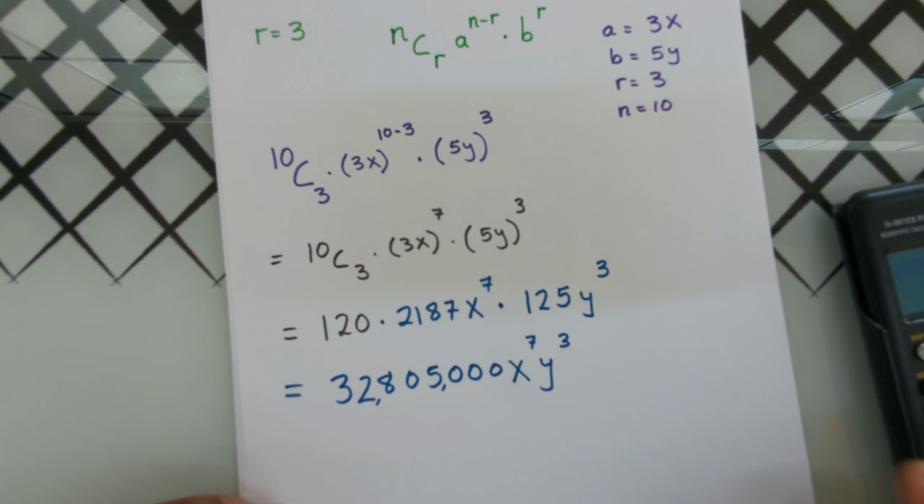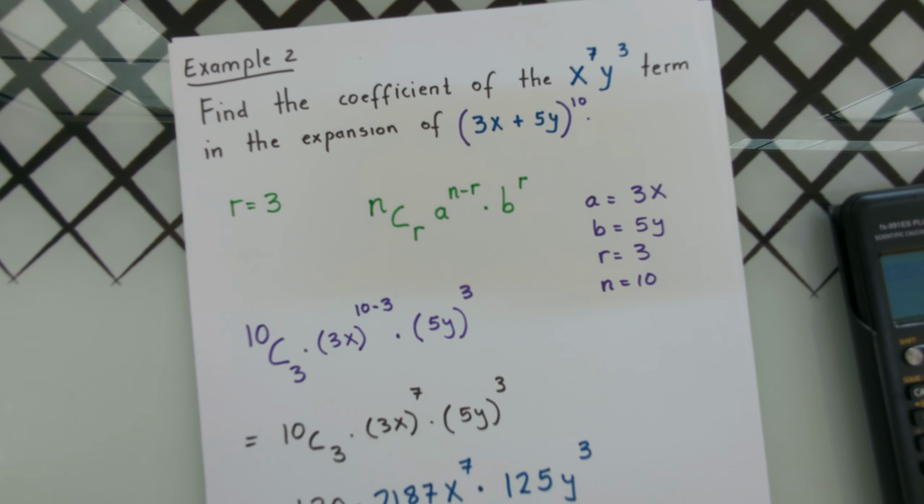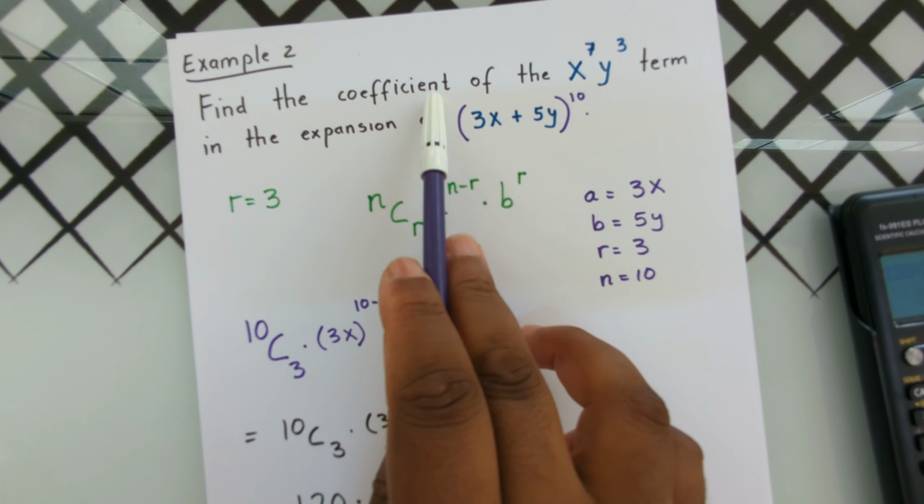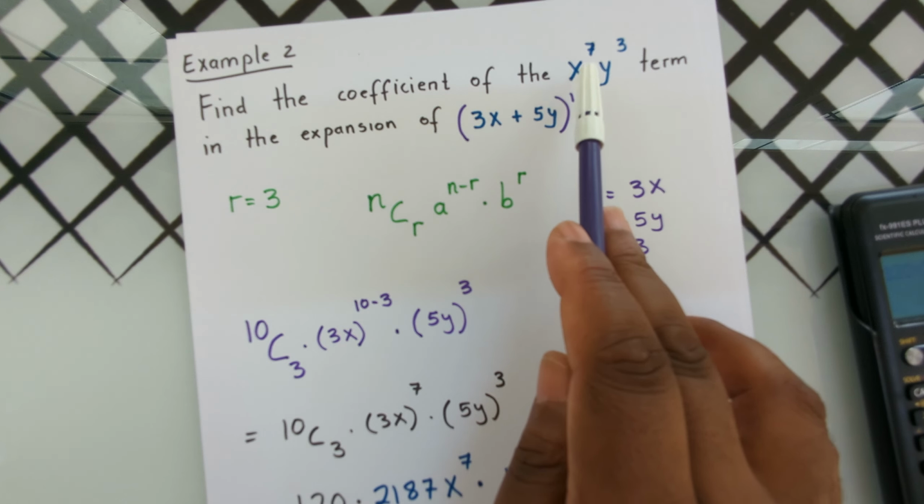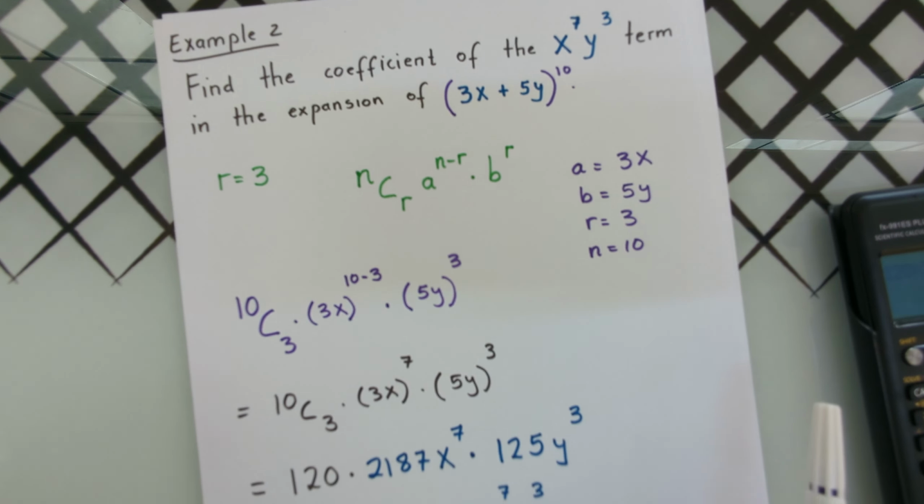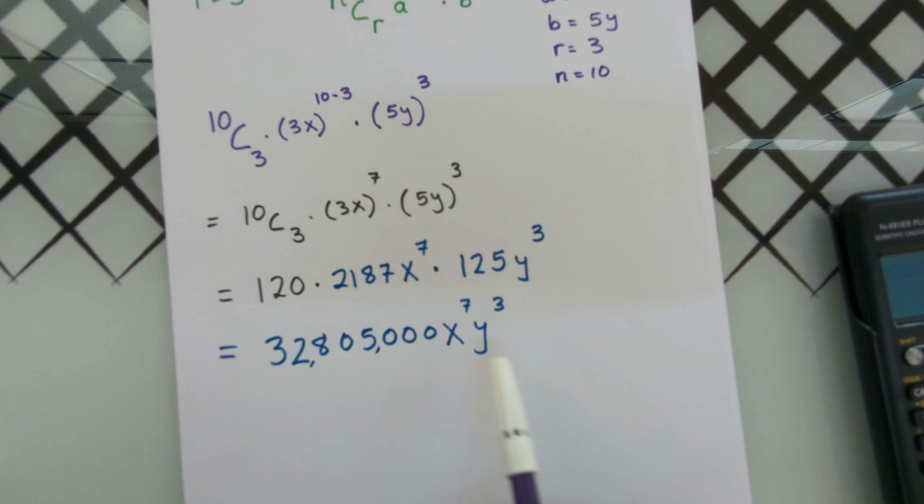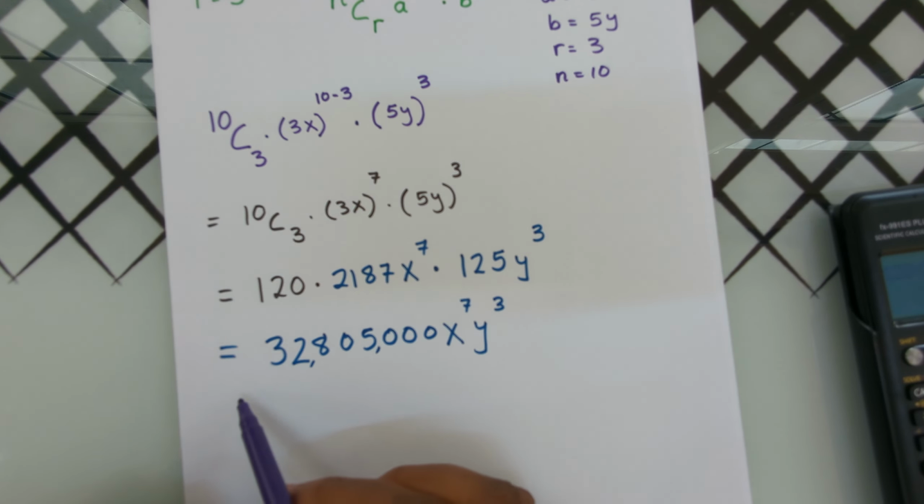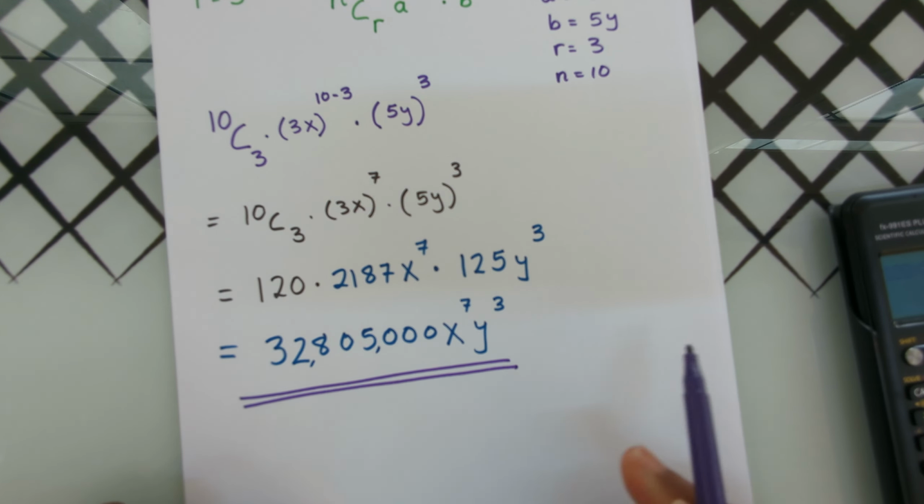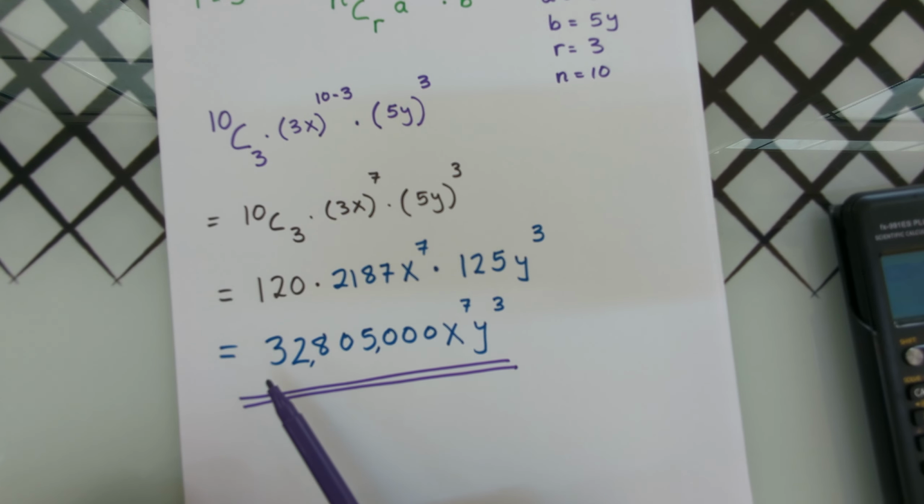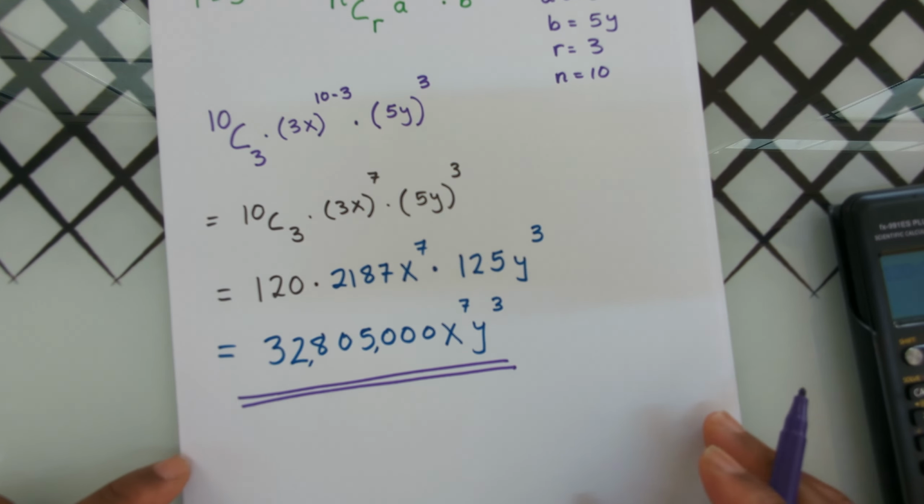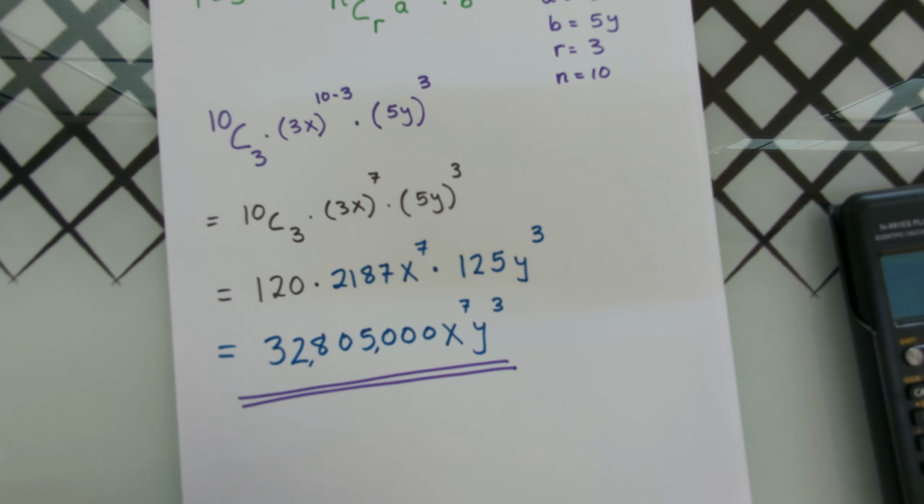So if we go back to the question, it only wanted us to find the coefficient of the term with x to the power 7 and y to the power 3. And the coefficient that we found is 32,805,000. So this becomes our answer. The coefficient only is the constant here, 32,805,000. So that's it for example number 2.